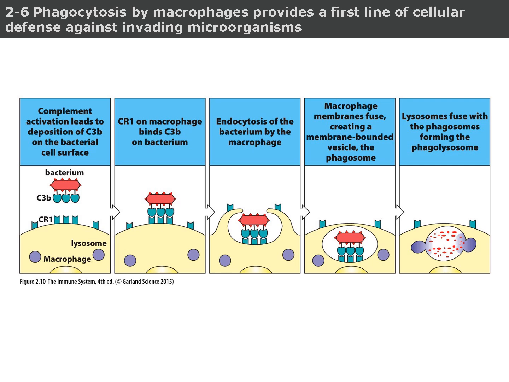Phagocytosis by macrophages provides a first line of cellular defense against invading microorganisms. Complement activation deposits C3b on the surface of invading bacteria. CR1 receptors on macrophages recognize and bind to these C3b tags, marking the bacterium for destruction. The macrophage engulfs the bacterium through endocytosis, forming a vesicle called a phagosome. This phagosome then fuses with lysosomes, forming a phagolysosome, an acidic, enzyme-rich compartment that digests and destroys the bacterium.